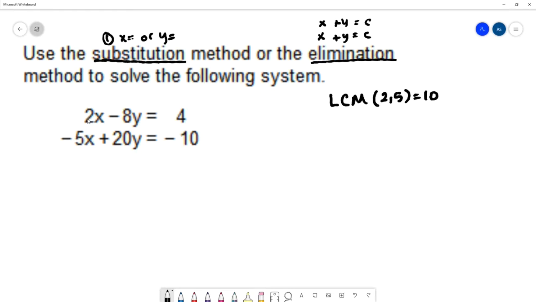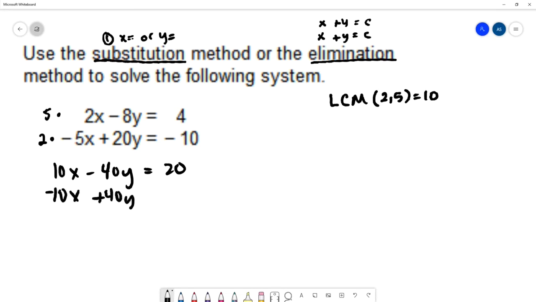So to get the 10, I'm going to multiply by 5. To get the 10, I'll multiply by 2. And I've already got one being negative and positive, so that's already covered. So my new system will be 10x minus 40y equals 20, and negative 10x plus 40y equals negative 20.